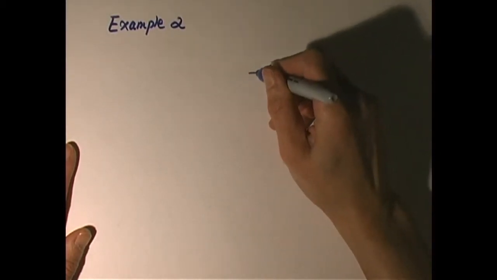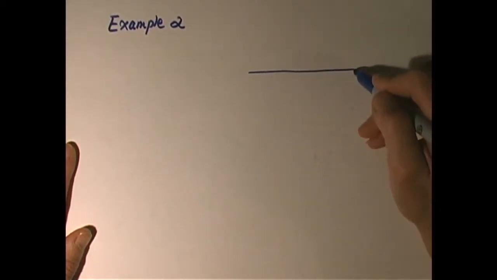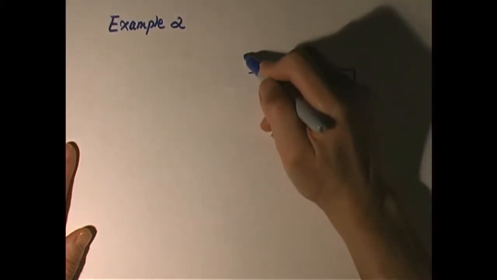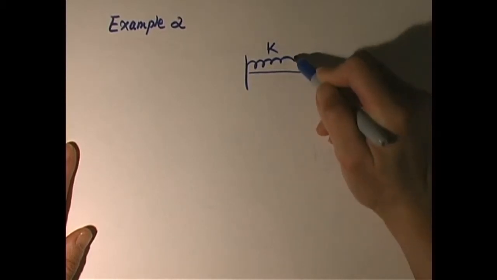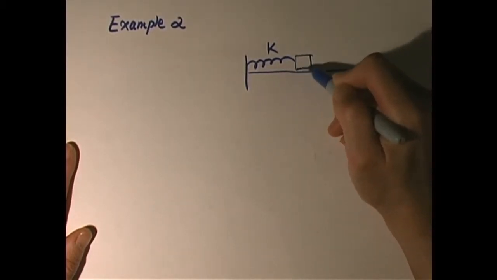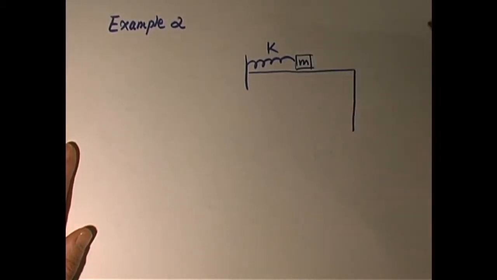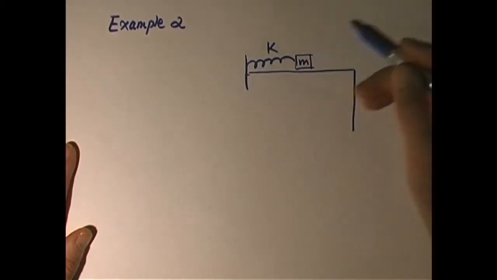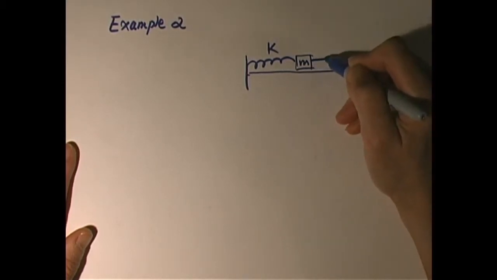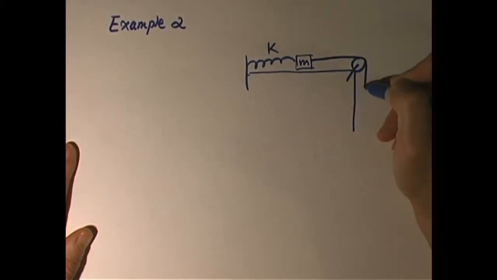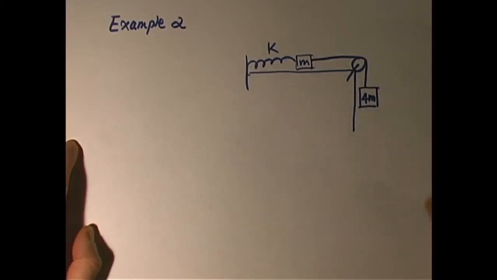So we have a table, and we have a spring constant K, and it's connected to a block of mass M. There's no friction between mass M and the tabletop. And then there's a pulley, and there's a string, a rigid string, and we have a block right here. Let's say 4 times that.